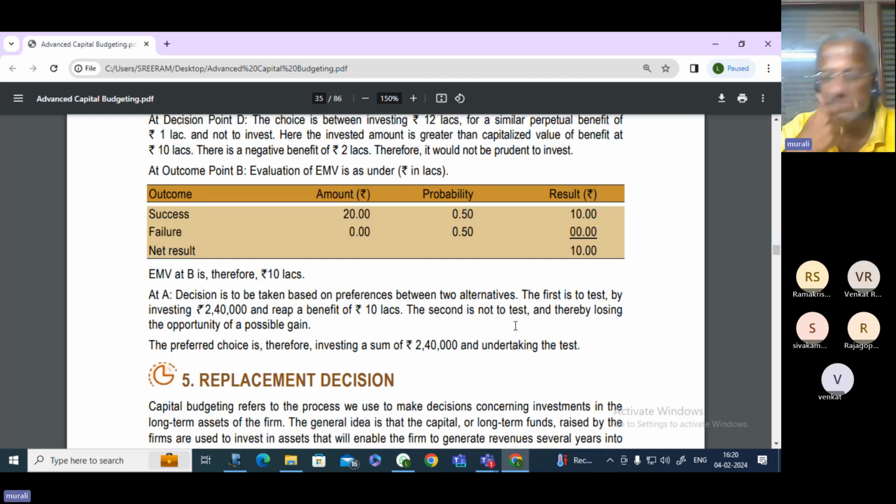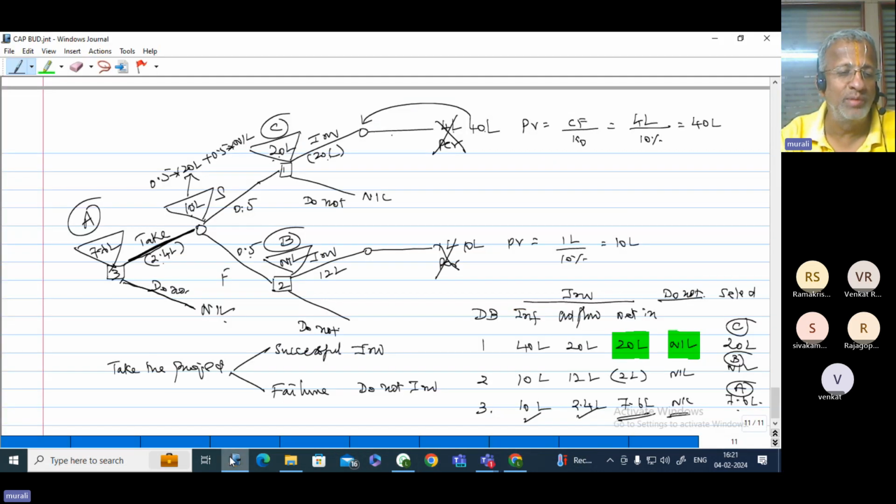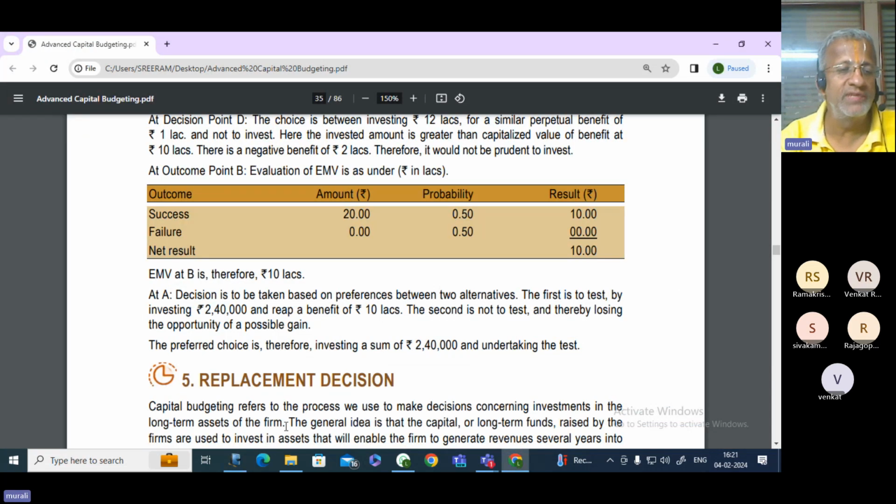Venkatraj, are you clear about this? Are you understanding it? What was your problem? You were asking about this problem for a very long time. Have you understood? The decision tree is very important. Have you understood this one? That's the question.